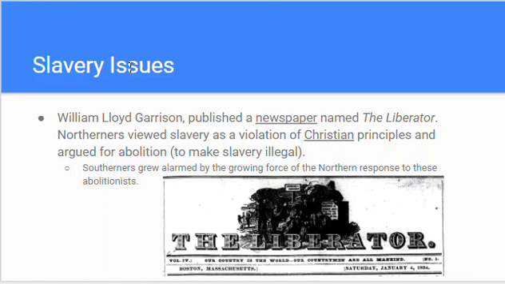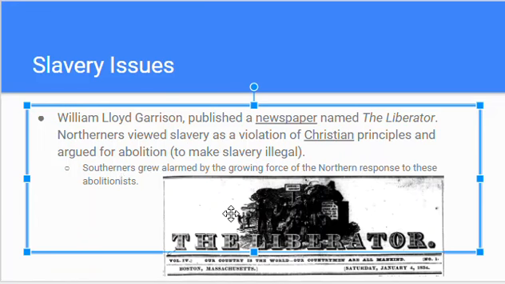The other thing is William Lloyd Garrison published a newspaper named The Liberator, and Northerners viewed slavery as a violation of Christian principles and argued for abolition, which is to make slavery illegal. So The Liberator was a newspaper that was printed in the North, and it said slavery was bad, it was against Christian principles, and that it should be illegal, as in not allowed. And Southerners grew alarmed by the growing force of the Northern response to these abolitionists. So a lot of people in the North were against slavery, and the South was afraid of that.